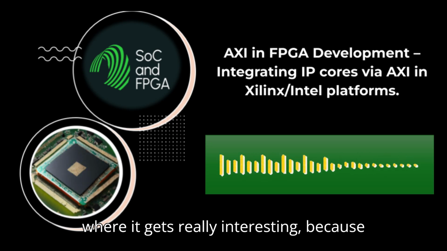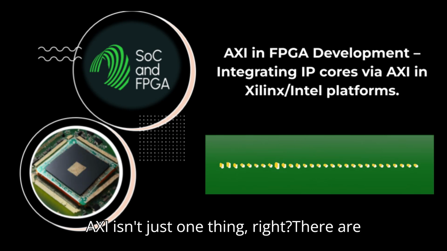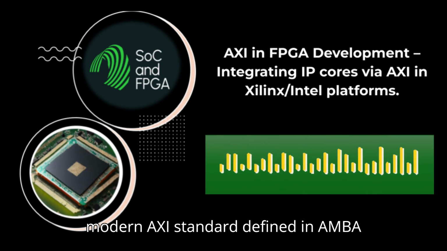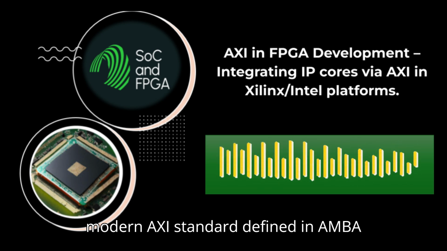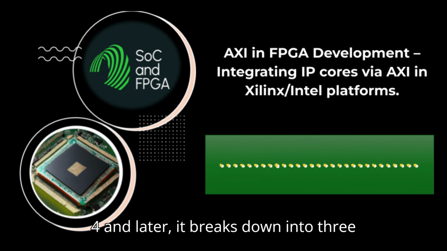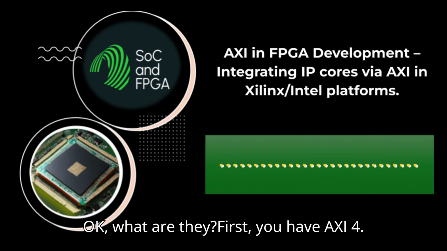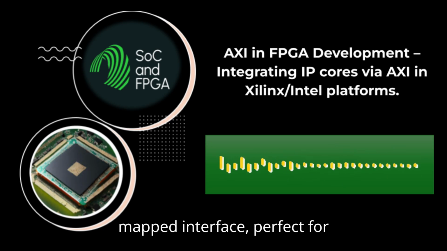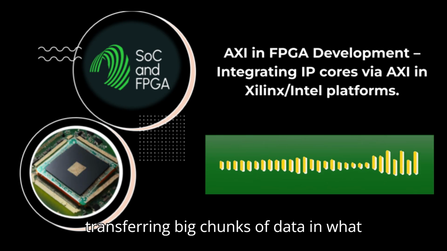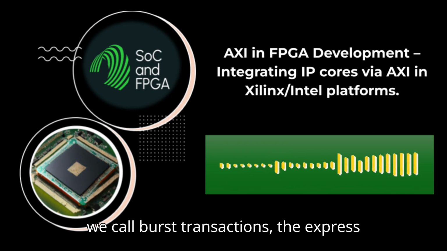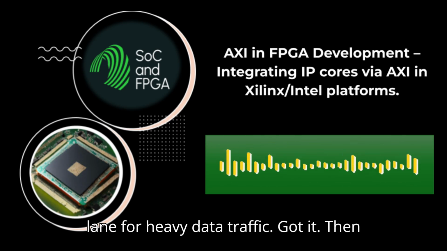Okay, here's where it gets really interesting, because AXI isn't just one thing. There are different flavors. That's right. The modern AXI standard, defined in AMBA-4 and later, breaks down into three primary types you'll usually encounter. What are they? First, you have AXI-4. That's your high-performance memory-mapped interface, perfect for transferring big chunks of data in what we call burst transactions. The express lane for heavy data traffic.